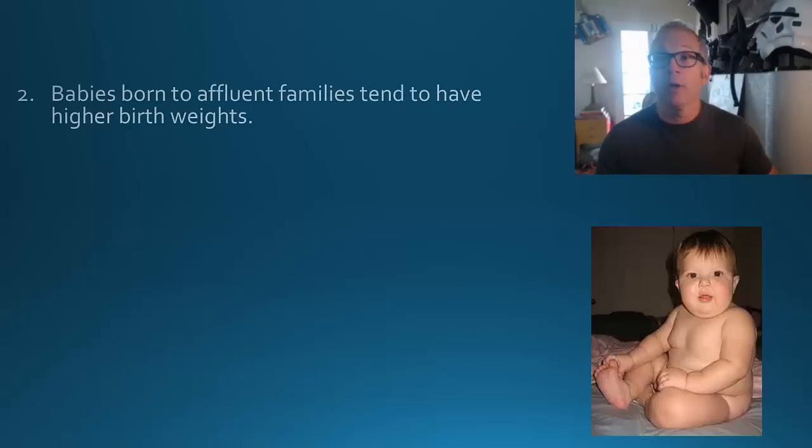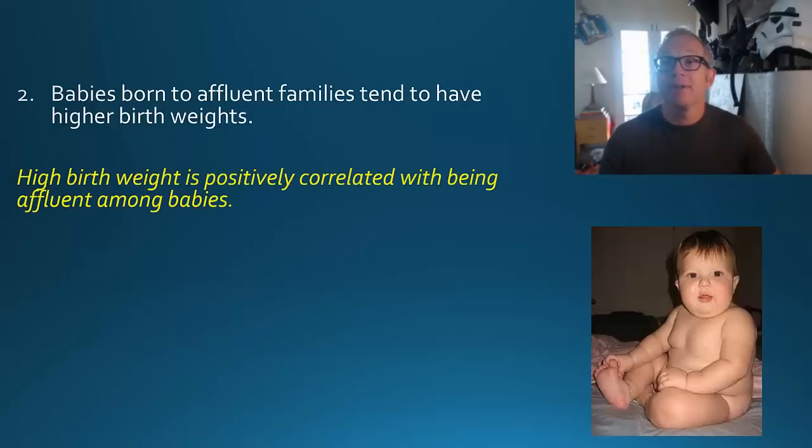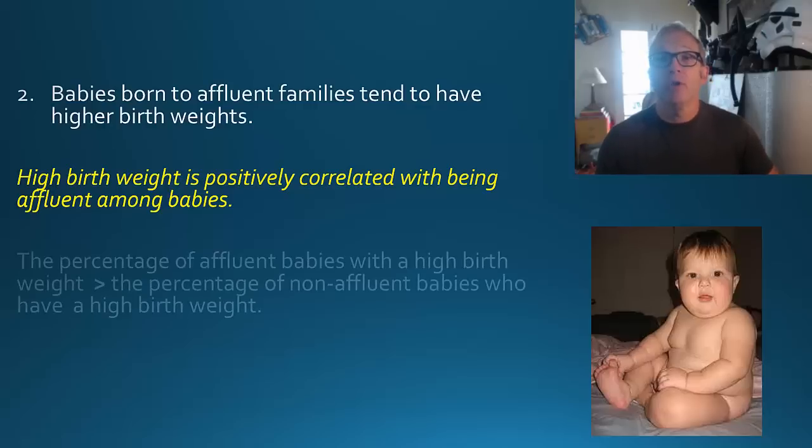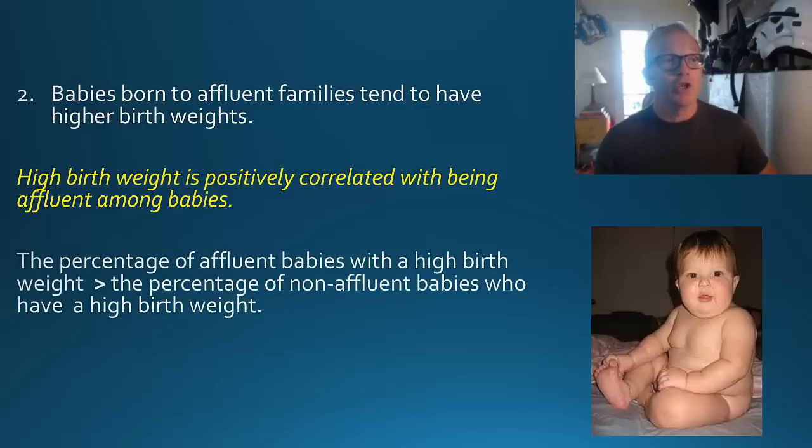Here's another one. Babies born to affluent families tend to have higher birth weights. That's to say, put into standard form, higher birth weight is positively correlated with being affluent among babies. And affluence means rich or wealthy or economically well off. So if you take babies and you split them into the rich babies and the poor babies, or for that matter, the fat babies and the skinny babies, you will find that this other property jumps out, that it's higher.